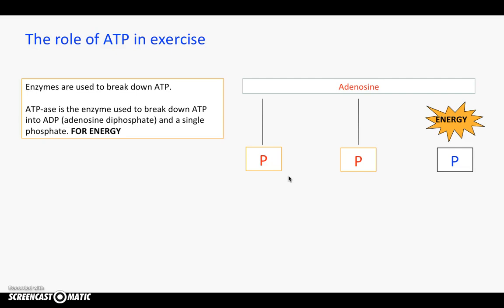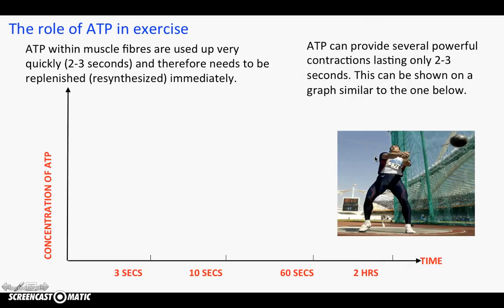This is not an energy system. This is just a role of what adenosine triphosphate does. So that is used for energy. So ATP is found within the muscle fibers. It's used very quickly. It lasts 2 to 3 seconds. It does last no time at all. Therefore, it needs to be resynthesized immediately. 2 to 3 seconds gives you nothing really. So it needs to be quickly resynthesized. And we're going to talk about how that happens.